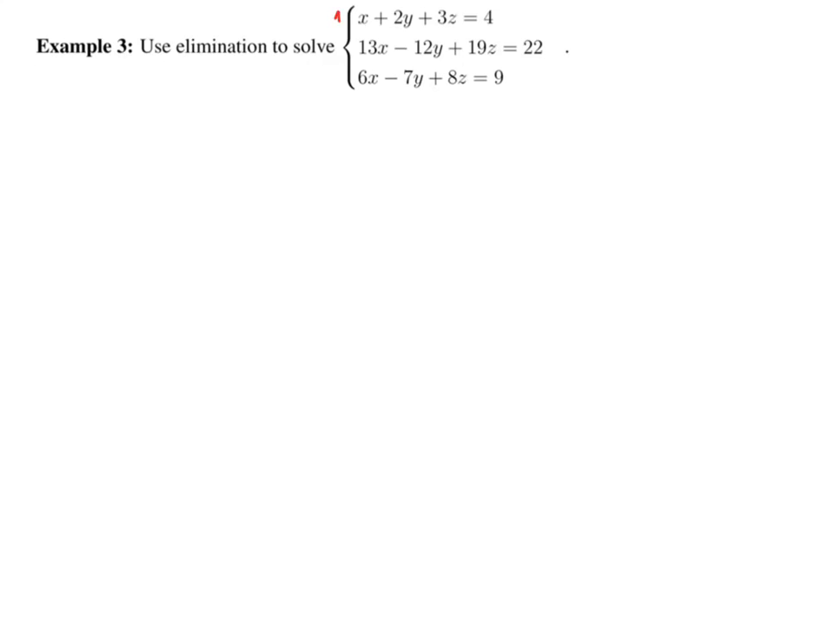Okay, so we got equation 1, equation 2, equation 3. Nothing looks spectacular at the beginning. I'm gonna get rid of the x's with the first two, so equation 1 gets multiplied by negative 13. That's gonna make the numbers kind of biggish, but 13's not that intimidating. Okay, so you got negative 13x minus 26y minus 39z equals negative 52. The second equation can be left alone: 13x minus 12y plus 19z equals 22.